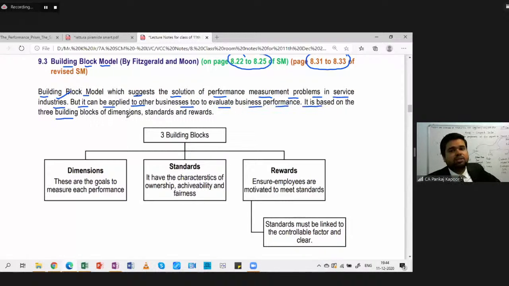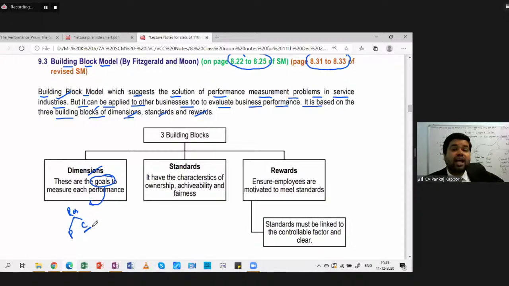It is based upon the three building blocks or three elements, which are dimensions, standards, and reward. The dimensions are nothing but the goals which we need to attain, like quality and innovation, and they help us to attain the two result features, which are nothing but profitability and competitiveness.